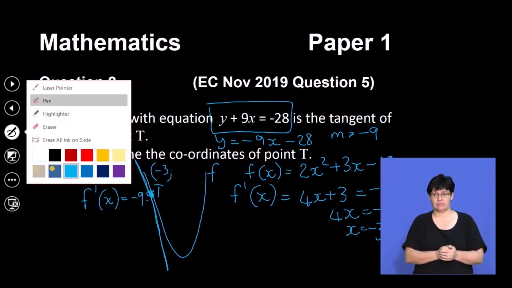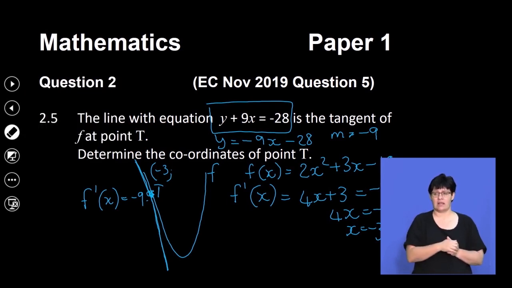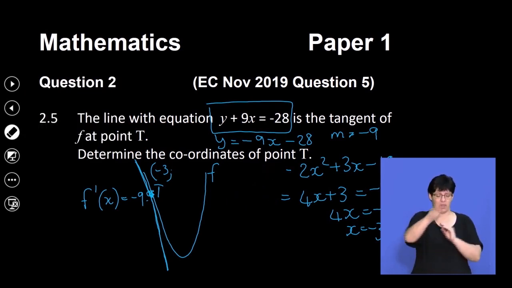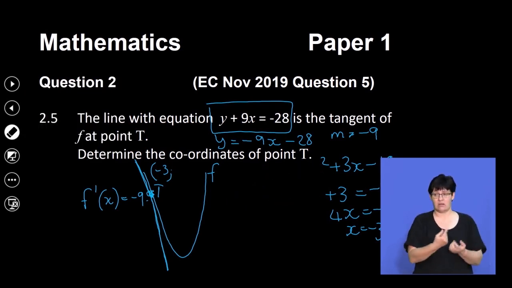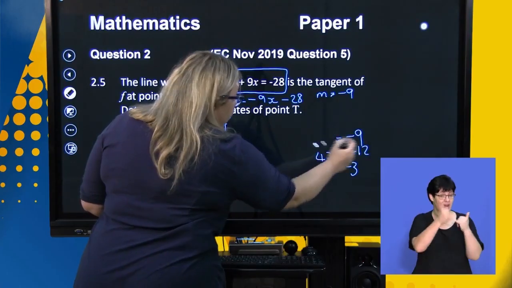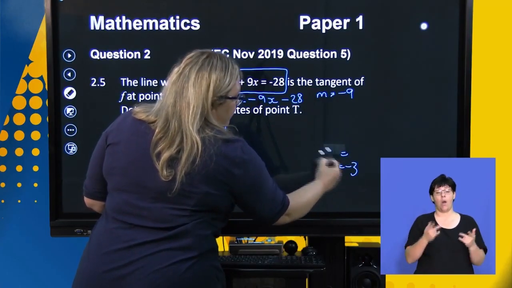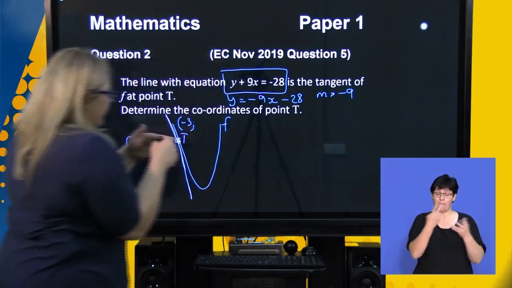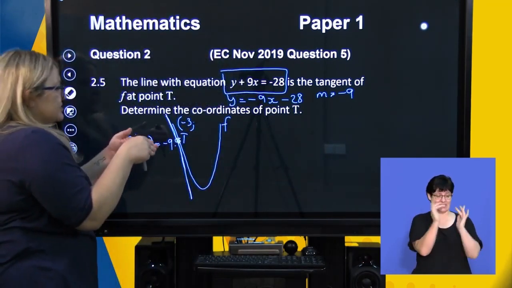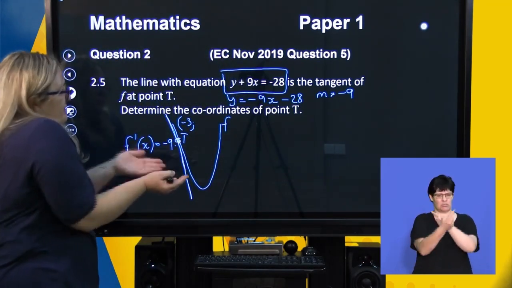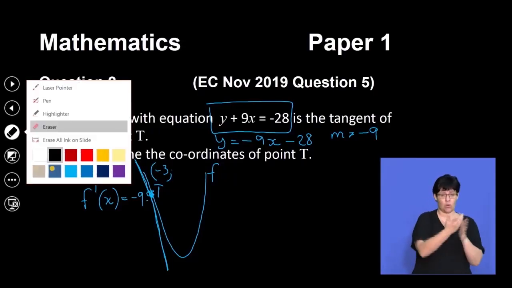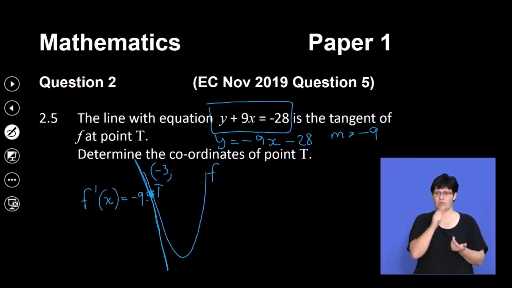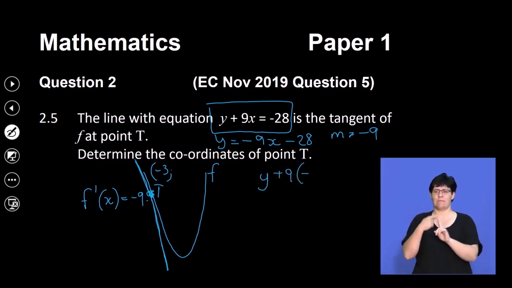Okay, so to get the y-coordinate, we're going to substitute that negative 3. And we can either substitute it into the equation of the straight line or the equation of the parabola, because obviously that's where they both, at point t, they both touch, they intersect. So we could substitute it into either the straight line or the parabola. I'm going to choose the straight line because it's a bit of an easier equation to substitute into. So I've got y plus 9 times negative 3.